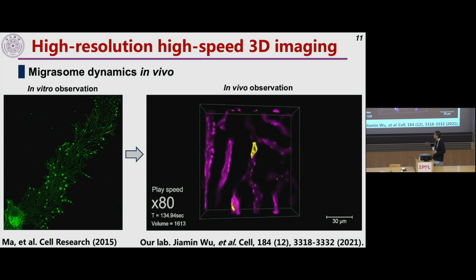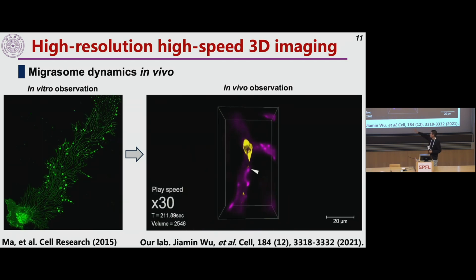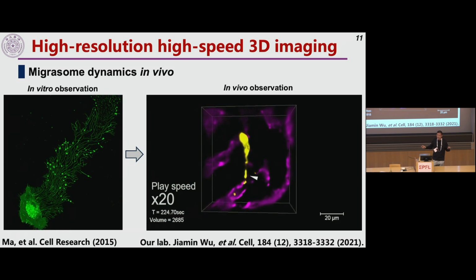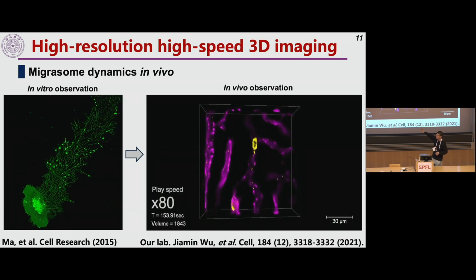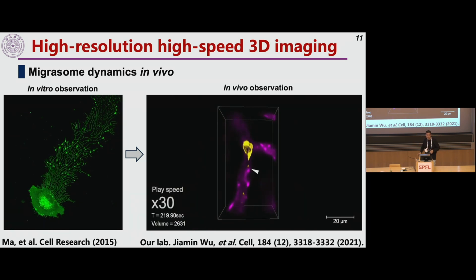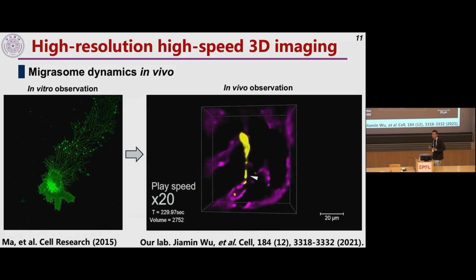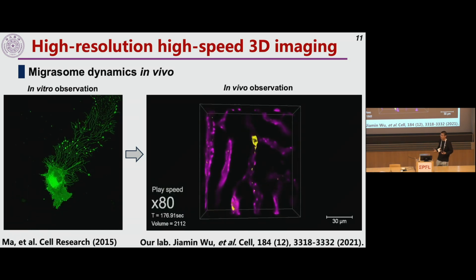So here's a very interesting phenomenon. When a cell migrates, it generates retraction fibers, and extracellular vesicles are generated on these retraction fibers. We call them migrasomes. But they are very hard to observe in vivo. With scanning light field imaging, we can observe this phenomenon in vivo for the first time.